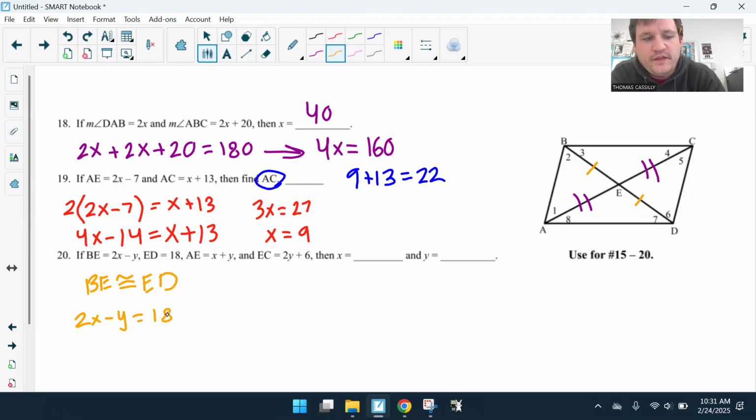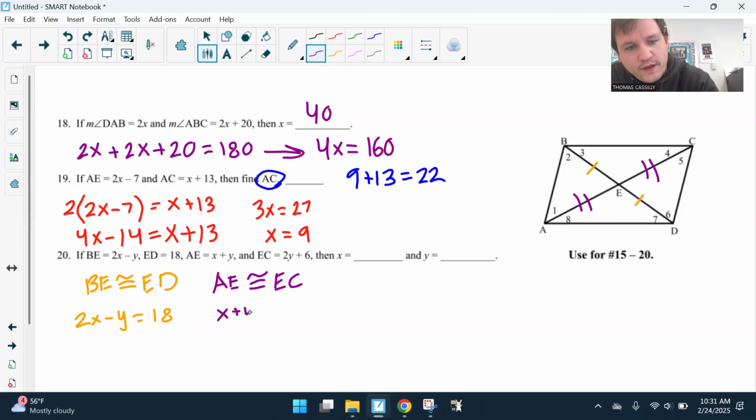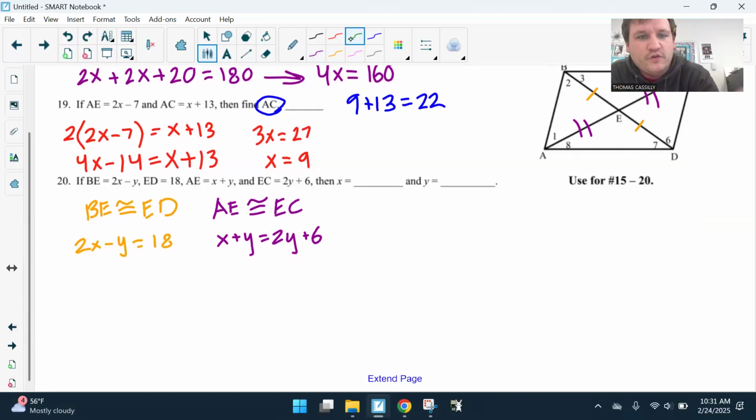All right, now if you look at that, I got 2 letters. All right, so I can't solve an equation with 2 letters. So what I need is a second equation. And that second equation comes from the following. Just look at the other diagonals. We know AE is congruent to EC. All right, so let's make an equation out of that. We have x plus y equals 2y plus 6.